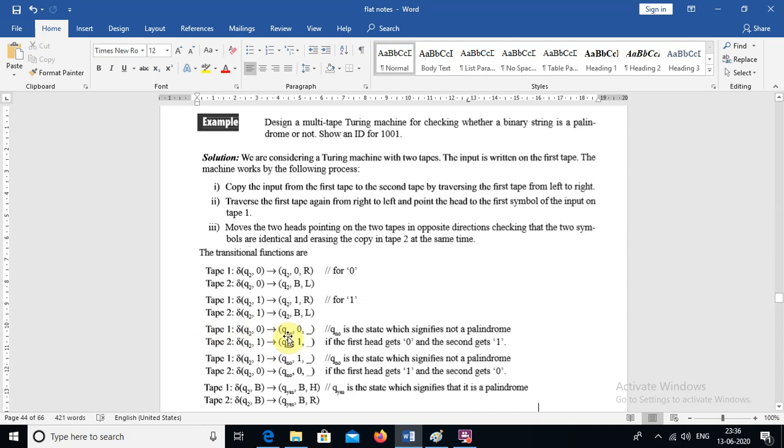That means that is not a, so Q not G no is a state which signifies not a palindrome. If the first head gets 0 and the second gets 1, so actually we have two heads, right, for two tapes. Okay, in tape 1 we have a 0, and if the end of the string is also not a 0, then we can't do anything.